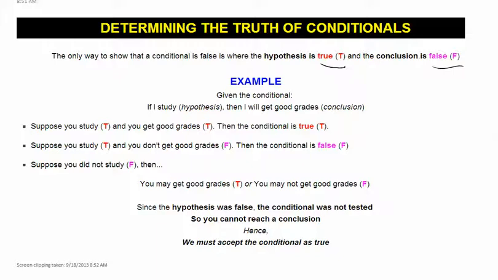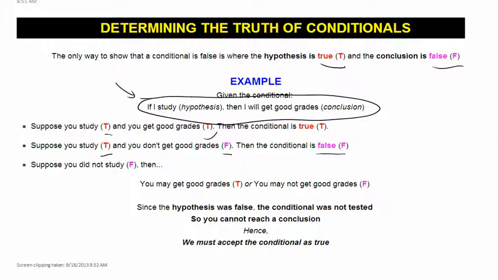So suppose I had a statement that says, if I study, then I get good grades. Well, suppose you studied, so that's a true statement, you studied, and all of a sudden you got good grades. Wouldn't this statement right here be true? That is true, because I studied and I got good grades. But what if you studied, which is true, but you didn't get good grades? Then this conditional statement is false. In other words, you did what you should have done, but the result didn't happen.